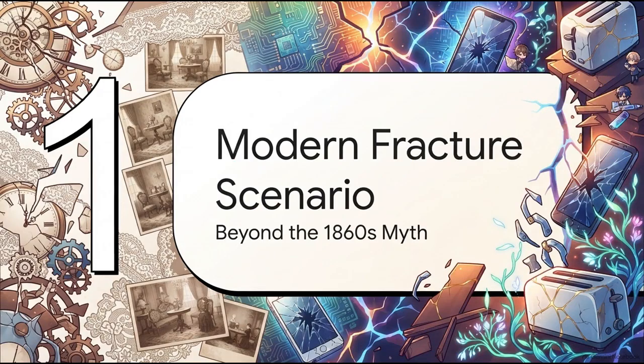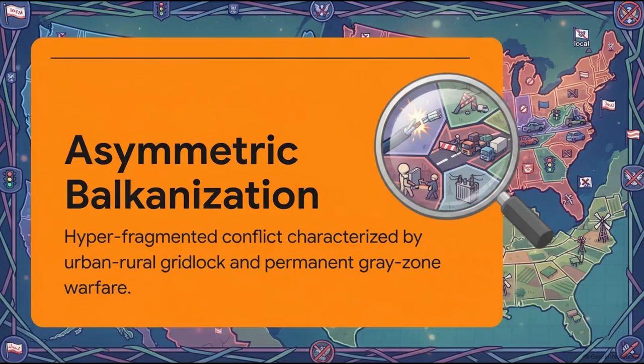Section 1. The modern fracture scenario, beyond the 1860s myth. Right off the bat, to really grasp this framework, the text argues you have to completely toss out those old cinematic tropes of the 1860s Civil War. We are not talking about two distinct standing armies wearing colored uniforms, marching across state lines in a clean conventional war. No way. Instead, the author argues America would shatter into a volatile patchwork of competing zones through something strategists call low-intensity asymmetric balkanization. What does that mean?